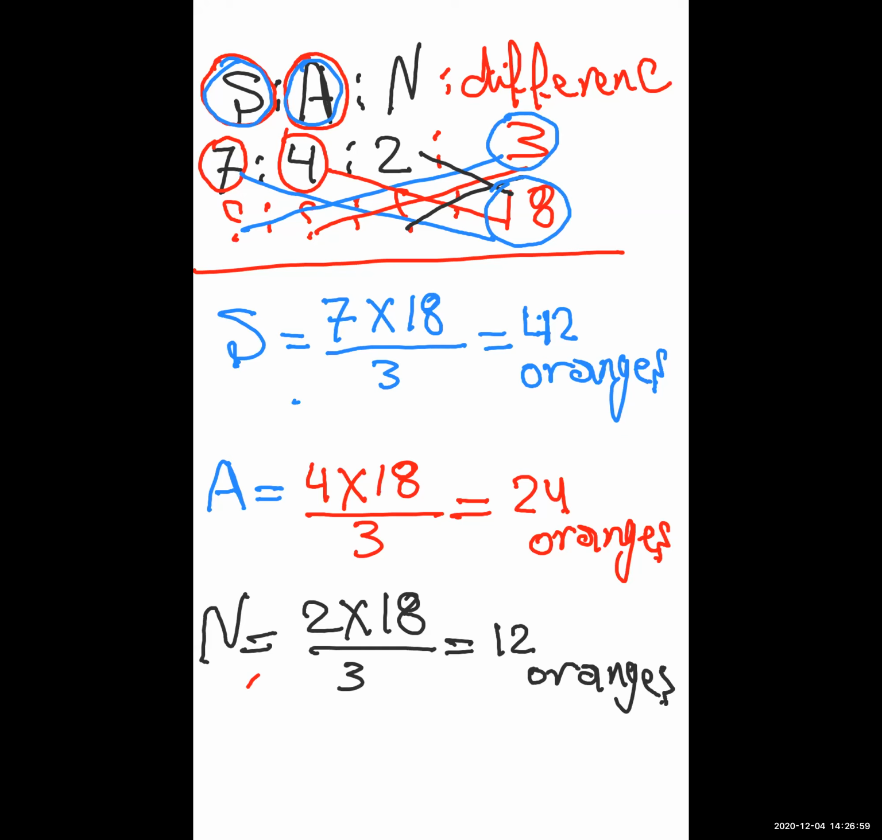One more example, guys. There are 980 passengers in a train. If the number of passengers in the first class equals 2 over 3 of the number in second class, so first class, 2 over 3 second class.